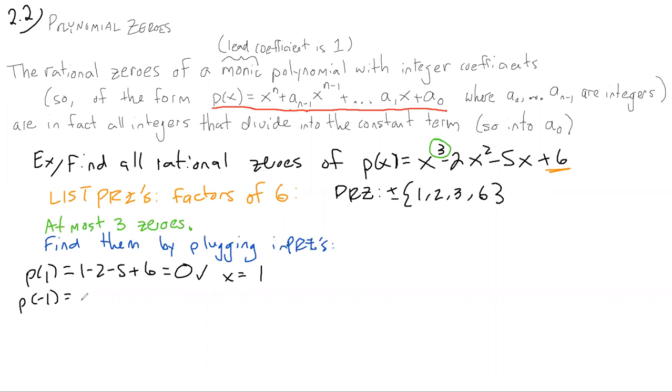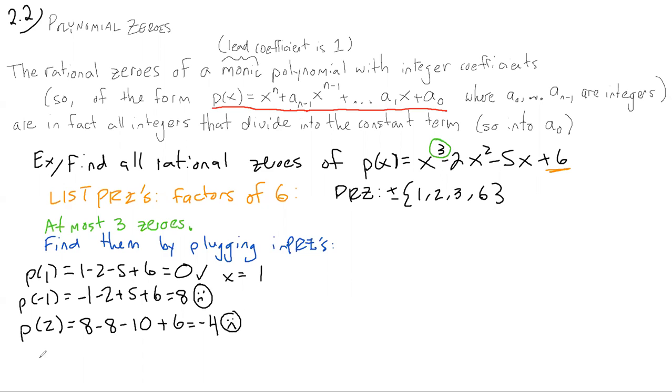I can do P of negative 1. I will get negative 1 minus 2 plus 5. So just the odd powers of x will change sign here. Plus 6. That's 11 minus 3 is 8. So that's no good. We'll go on to the next one. P of 2 is going to be 8 minus 8 minus 10 plus 6. That's minus 4. Sorry, that looks like it says 8x. I wanted that to be an 8. So a negative 4, that is not 0. So that 2 is not a zero.